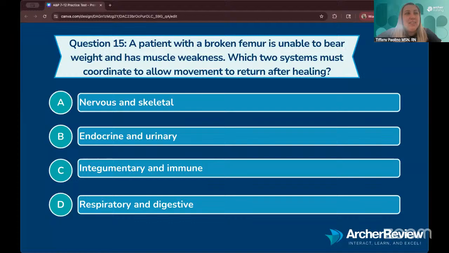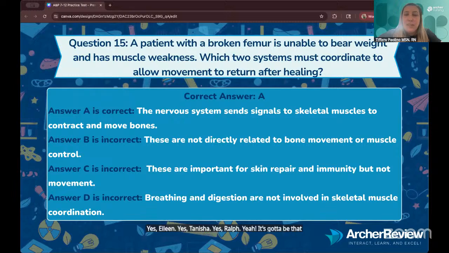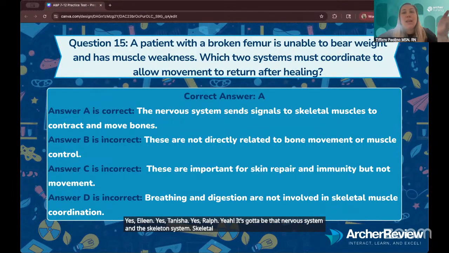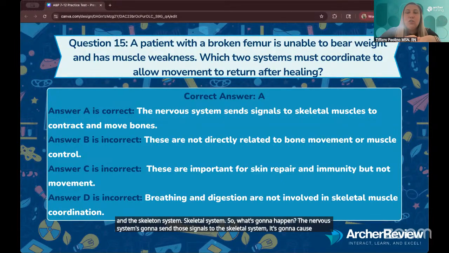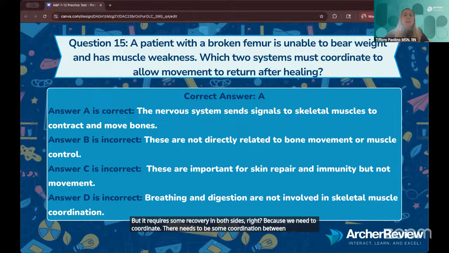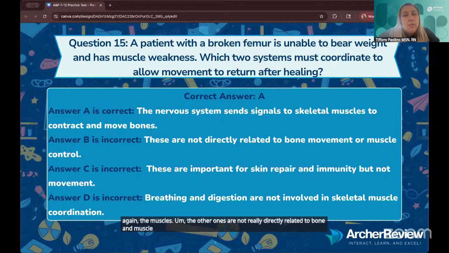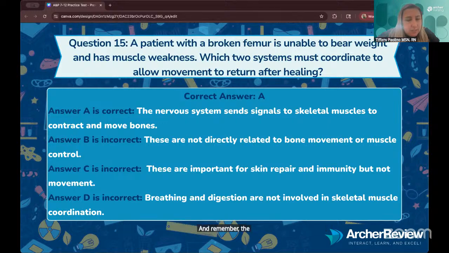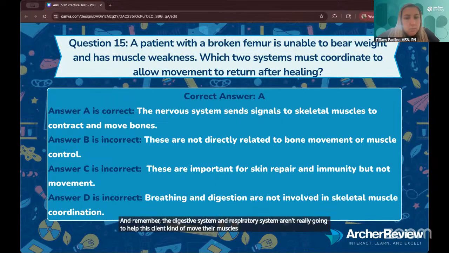Yes, Eileen. Yes, Tanisha. Yes, Ralph. Yeah. It's got to be that nervous system and the skeletal system. So what's going to happen? The nervous system is going to send those signals to the skeletal system. It's going to cause those muscles to contract and help move the bones. But it requires some recovery in both sides, right? Because we need to coordinate. There needs to be some coordination between the nerves and then again the muscles. The other ones are not really directly related to bone and muscle control. And remember, the digestive system and respiratory system aren't really going to help this client move their muscles again, move their body again.